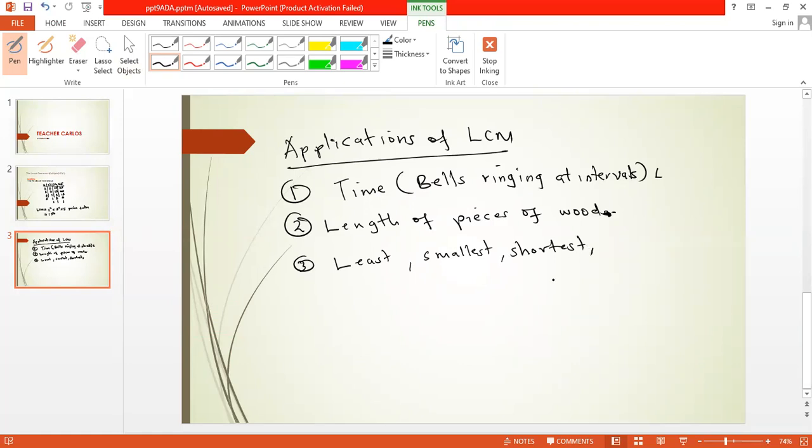So those are some of the applications of LCM that you may come across when you are calculating the LCM. I think that is it from me.